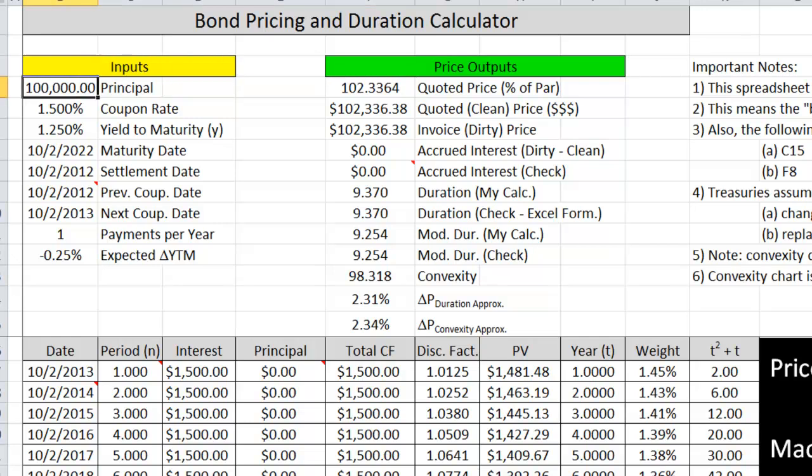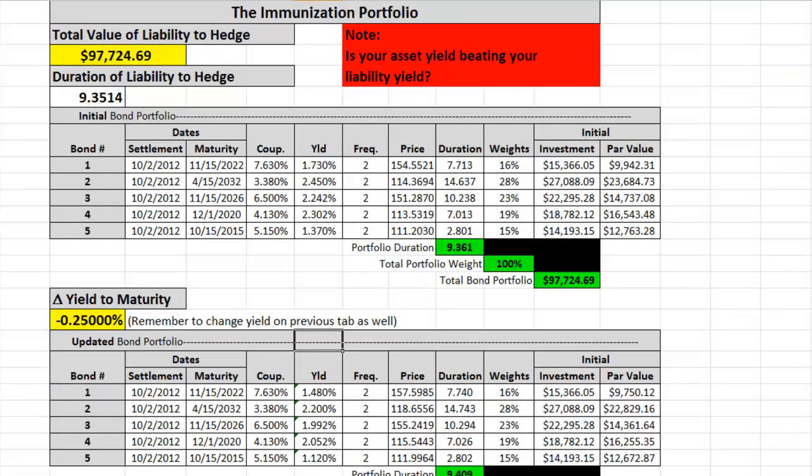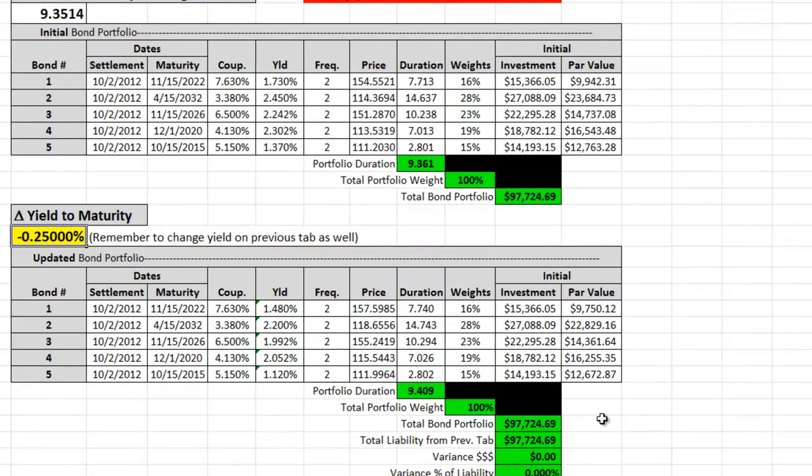So for instance, what if the yield goes up on the liability? So now what if prevailing CD rates are 1.75%? Well, your liability has gone down, which is nice, but that also means that the value of your portfolio of assets has gone down, and you can see that the change is almost exactly equal.